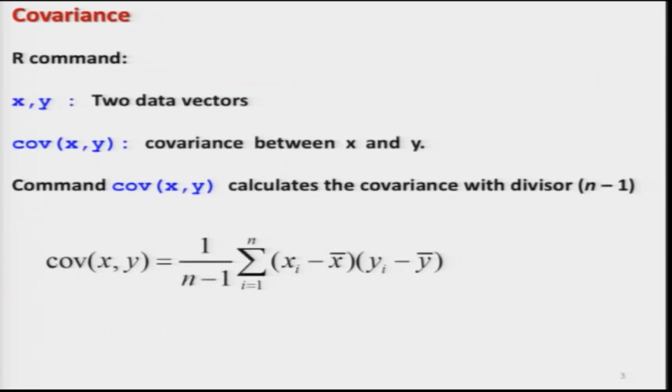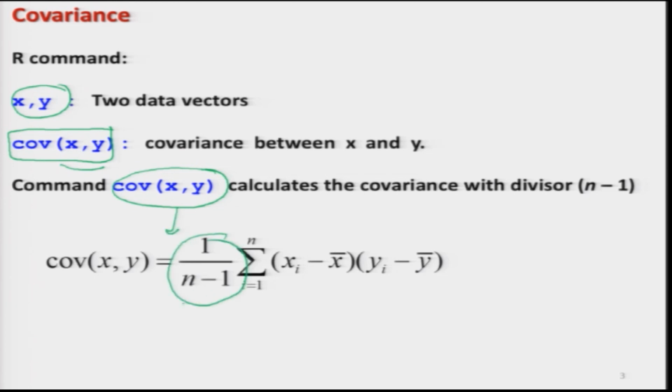And we also had discussed that if I have two data vectors in R software which are denoted as x and y, then the command cov, that is covariance between x and y. So you write cov and inside the argument write the data vectors. This will give us the value of covariance. But remember one thing, this command in R software is going to give you the value of covariance in which the divisor is 1 upon n minus 1, whereas we had defined the covariance as 1 upon n, sum over i from 1 to n, xi minus x bar, yi minus y bar, which has the divisor n.